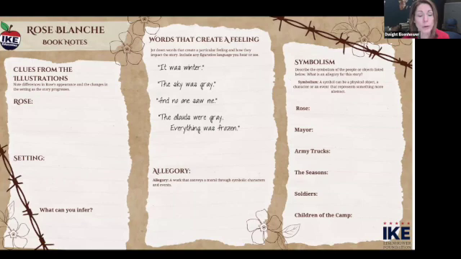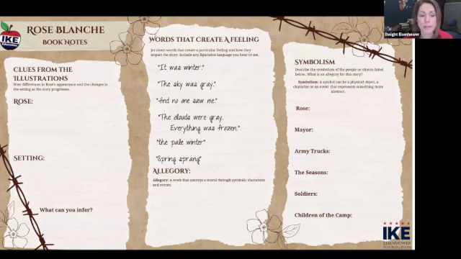The clouds were gray. Everything was frozen. Definitely a very cold feeling. The pale winter. That kind of reminded me of Rose. She was growing pale. The winter was growing pale. And then spring sprang. The war was over. There seemed to be new hope. Grass was growing. Flowers were growing.